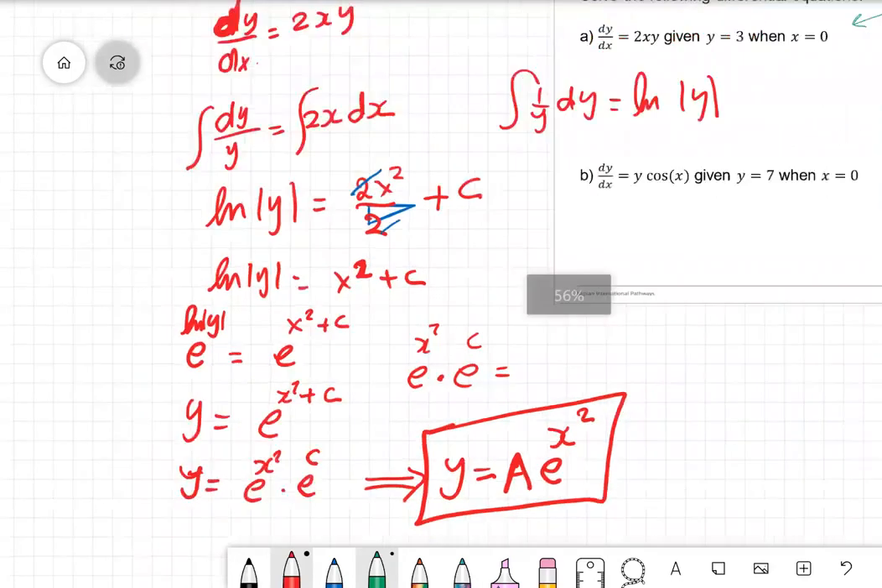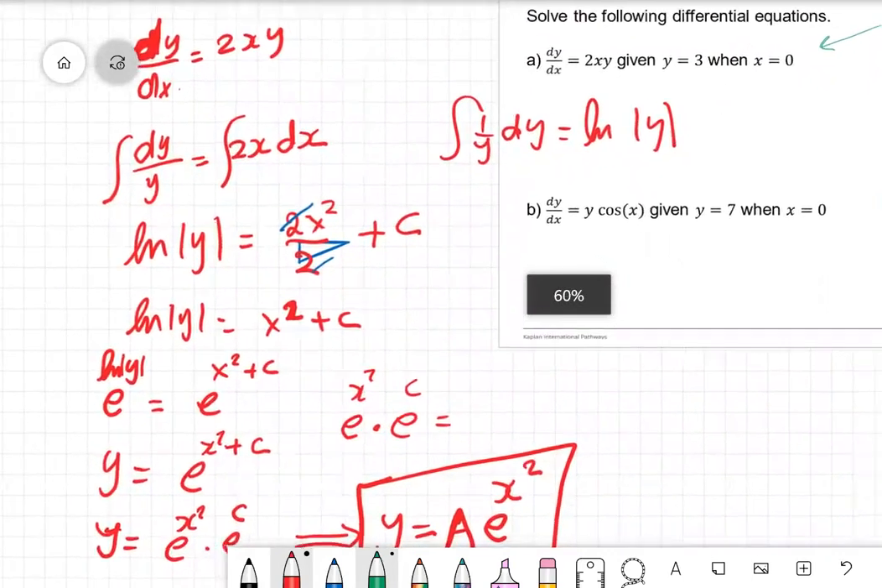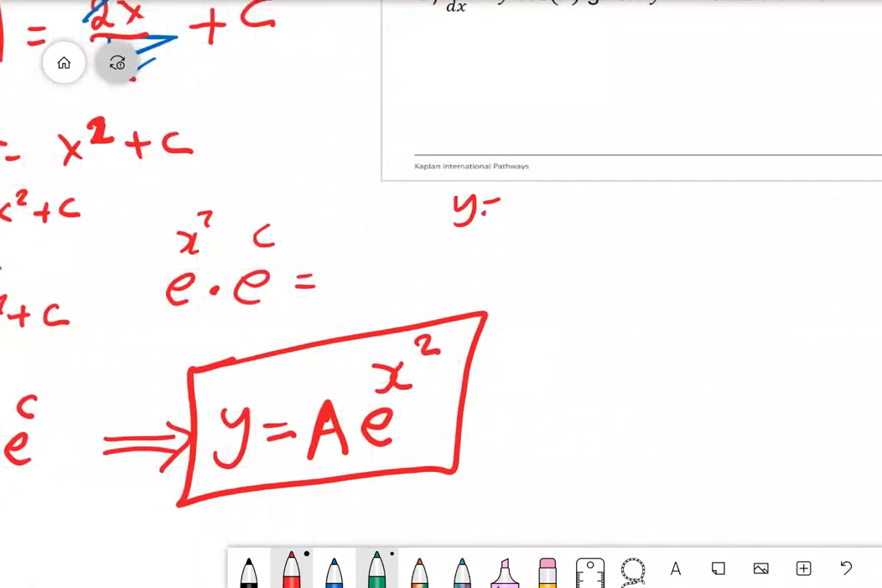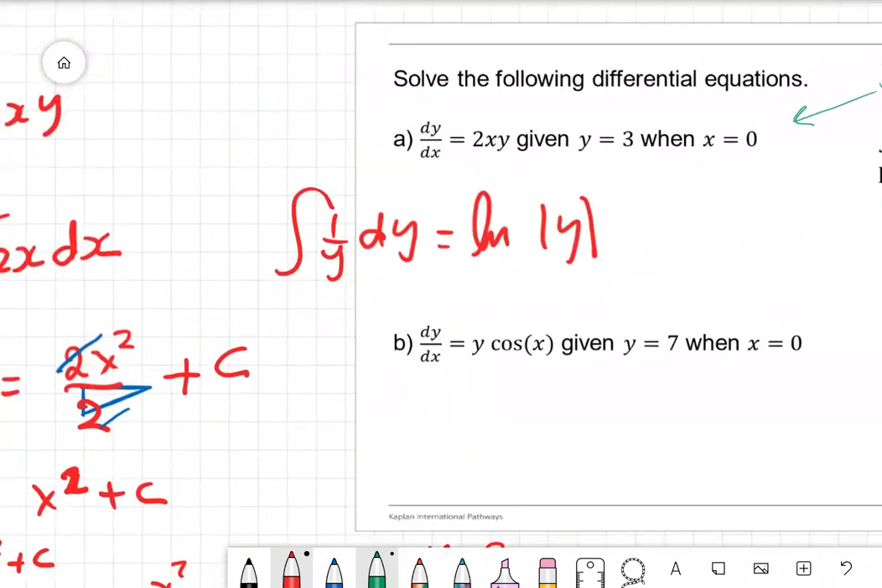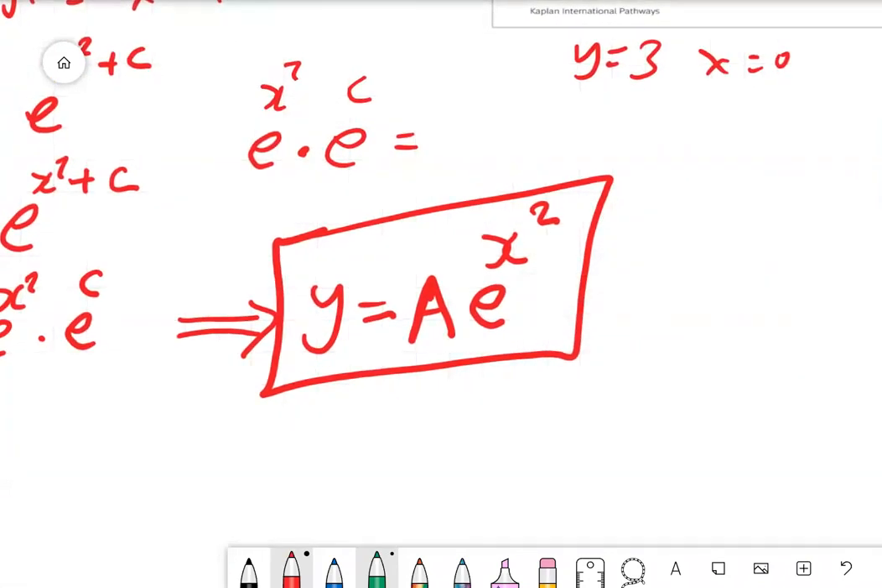So they ask us for a general solution, and then they give us the values where y equals 3 and x equals 0. So this is the general solution here. Then when y equals 3 and x equals 0, we substitute the values of y and x to find the value of the constant a. So this is going to be 3 equals a e to the power 0 squared, which is 0, and e to the power 0 is 1. Therefore, a equals 3.